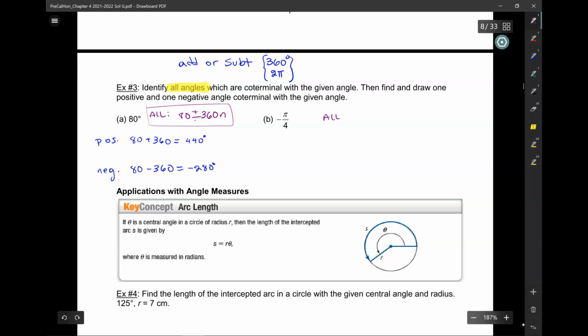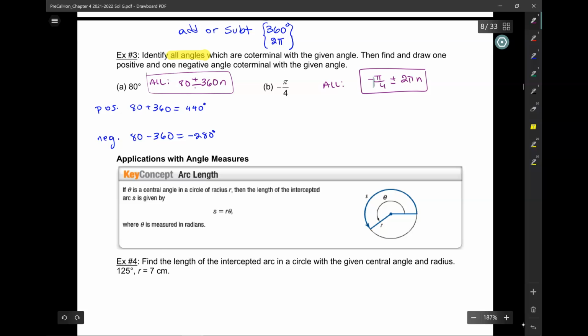So for all coterminal angles, what would we do? Add or subtract 2 pi n. Good. So negative pi over 4 plus or minus 2 pi n. Whether it's 2 pi n or 2n pi, it doesn't matter. It's just preference. In real life, it doesn't really matter. The book has it one way or another. I can't remember. Okay, so for the positive one, we're going to do negative pi over 4 plus 2 pi.